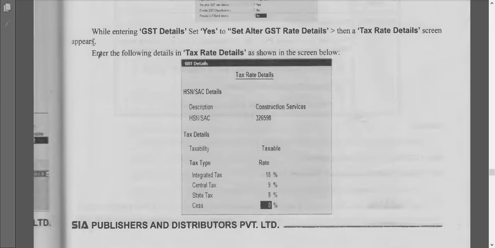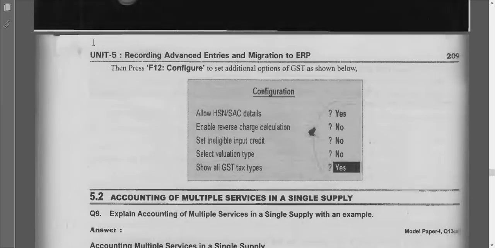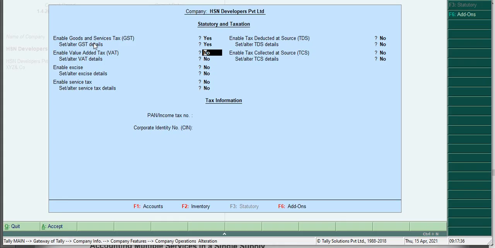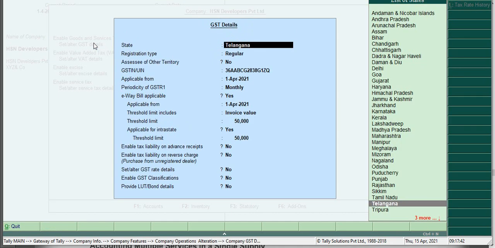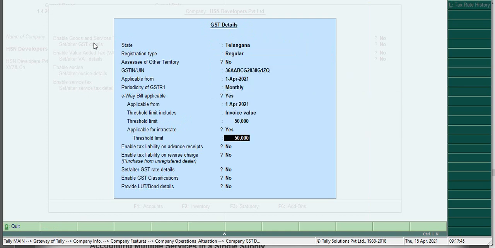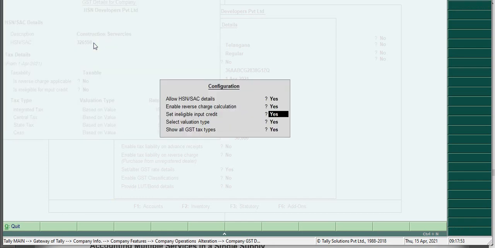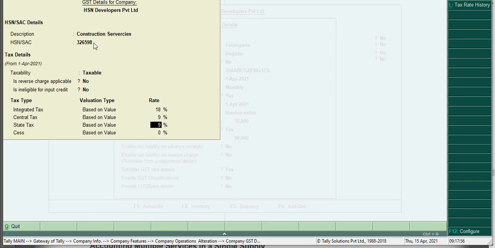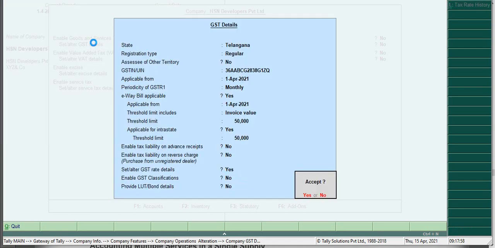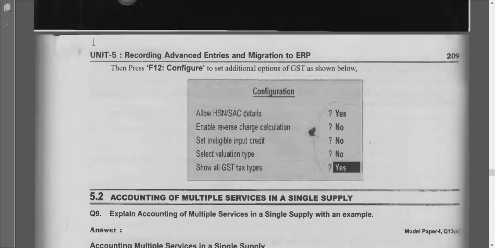So GST is enabled. Once we enable the GST, F12 configure, set additional options for GST configuration. Show all GST tax types yes, HSN details yes. Already we have yes only. Okay, no problem. So GST is activated now.